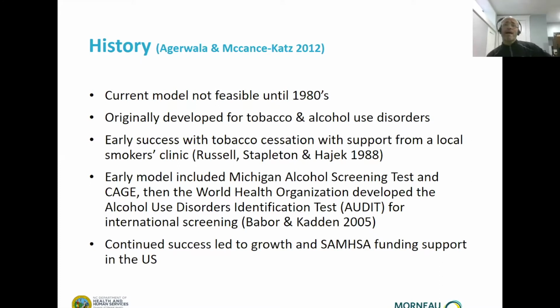In fact, the profession had experienced tobacco cessation success, and the thought was, hey, this could work for other addictions too. Now, the current model wasn't feasible until the 1980s. And the early model had the CAGE, which you probably know as the audit for alcohol problem drinking. It's the Michigan Alcohol Screening Test. But the World Health Organization got involved because they caught wind of this, and they had a global perspective, of course, as the World Health Organization should.